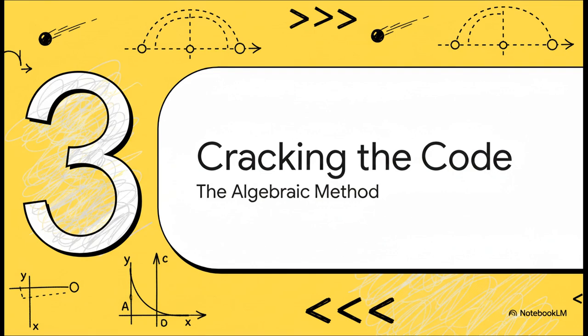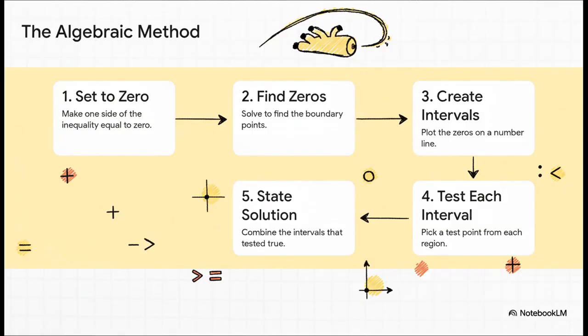All right, with that rule locked in, we're ready to tackle a quadratic inequality. We'll start with what I call the algebraic method. It's a really reliable step-by-step process that will always get you to the right answer. The logic behind this is actually pretty clever. What we do is we start by finding the boundary points. These are the spots where the expression would equal 0. These points act like fences, and they chop the number line into separate zones.